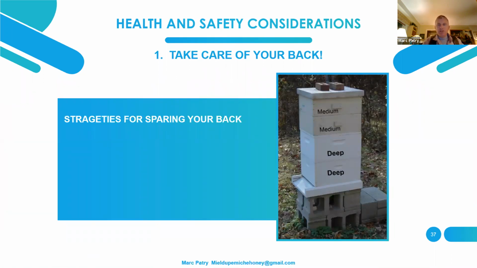So what's the strategy for sparing your back? In this picture, you see medium supers, and the bottom one is deep. You can see they're much taller, and that's the brood box. Someone asked earlier whether nukes should be medium or deep frames. They're always deep frames in my experience. But you can keep your honey in the medium ones. The mediums are 18 kilos versus 35. 18 kilos is still heavy, but it's a lot more manageable than the 35 kilo ones, at least for me.